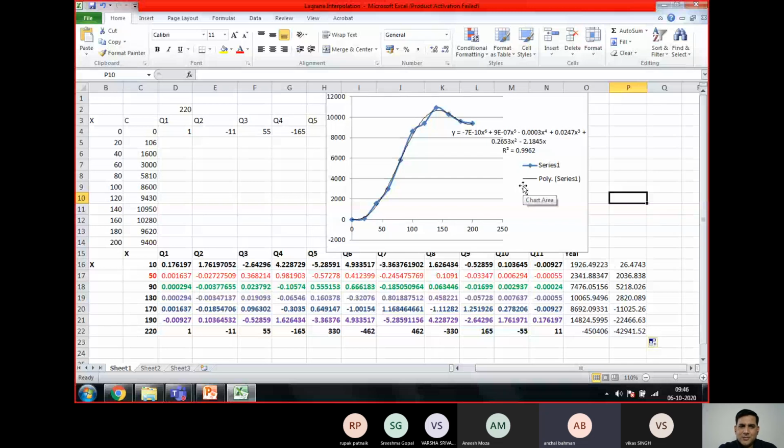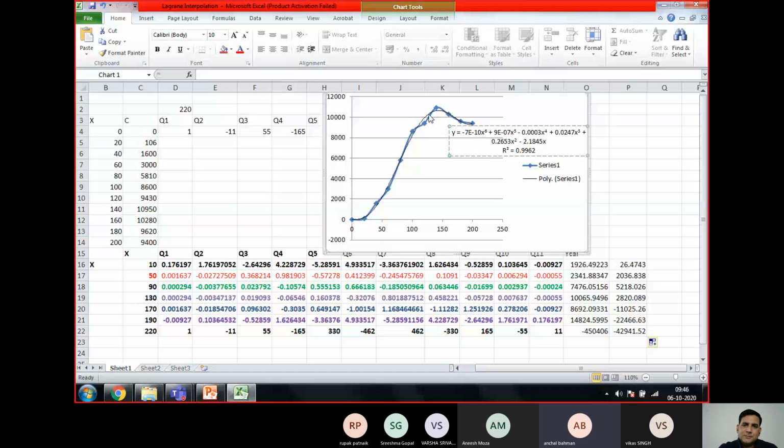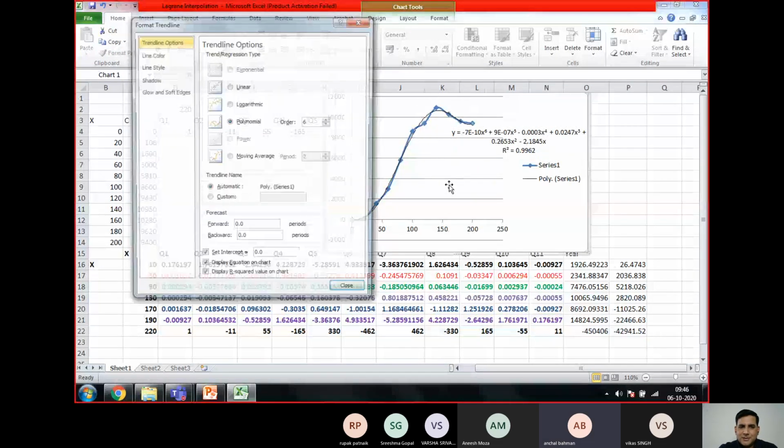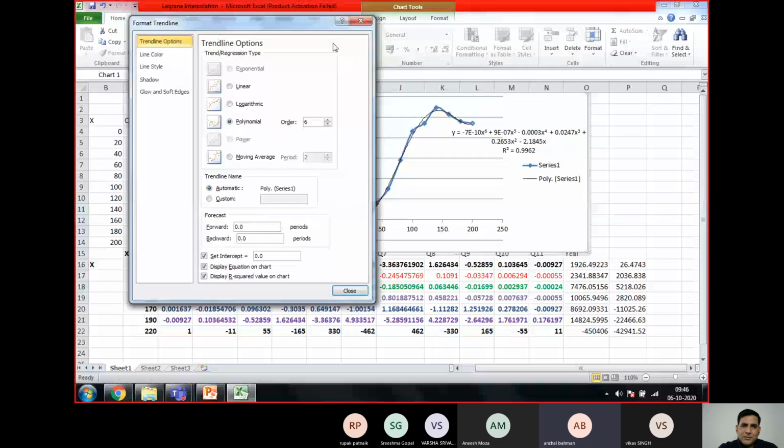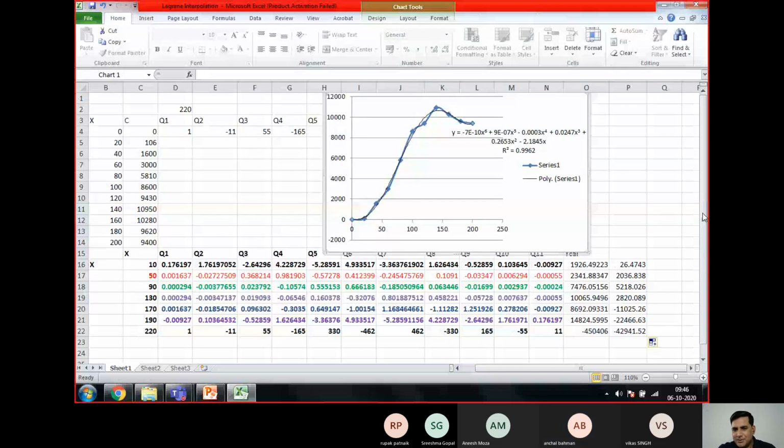Which decimal, sir? If you click on the equation of the line, please right click on the equation of the line. Format trend line. Sir, format data series. Okay, sir, that way format trend line will also work. Format trend line, no, you cannot do that. Decimals, this will not help much.